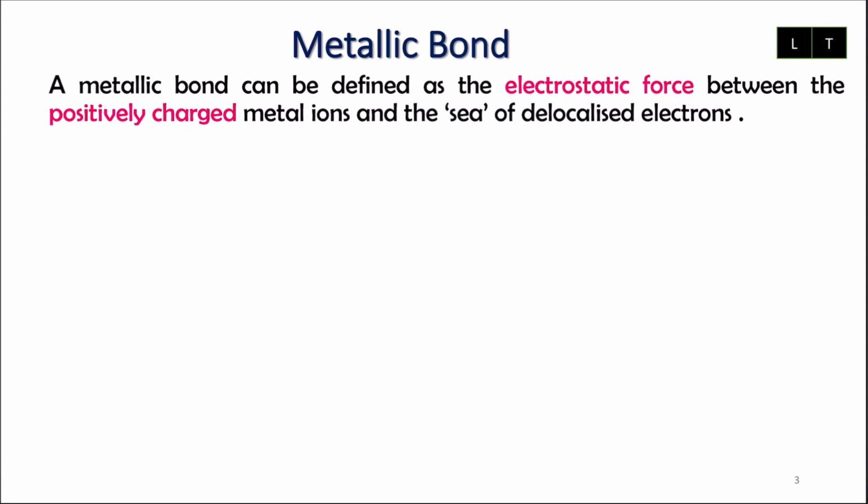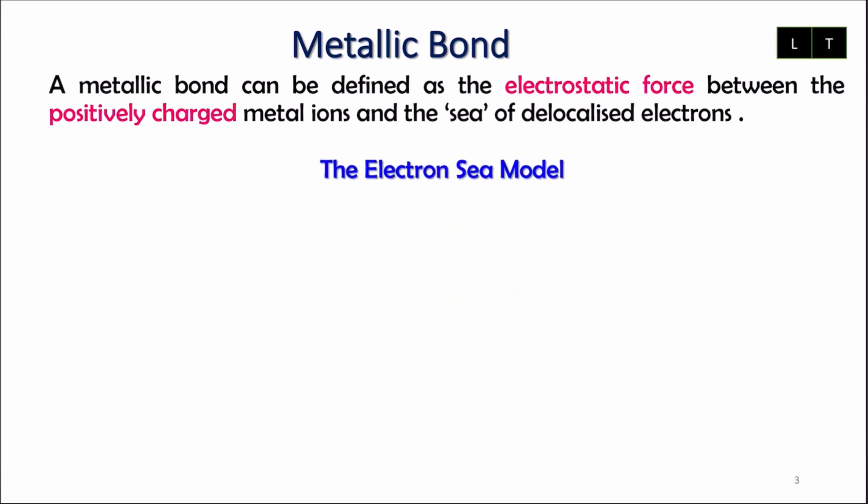Metallic bond can be defined as electrostatic force between the positively charged metal ions and the sea of delocalized electrons. So, apa maksud delocalized electrons? Maksudnya, elektron itu boleh bergerak ataupun boleh move from one place to another place.